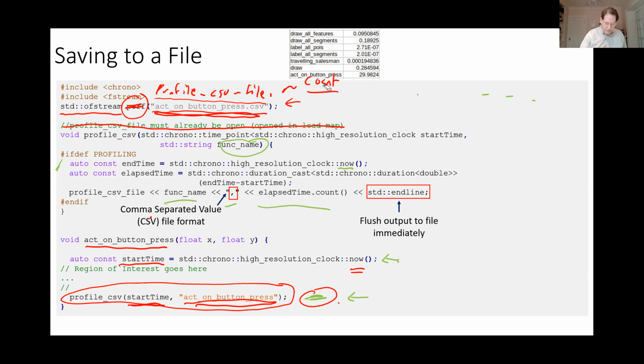So this produces an output file. If I did this for all sorts of functions, which is what I'm going to do next, it basically has function names and how long you spent in that function. Every time the function is called, you get another row.